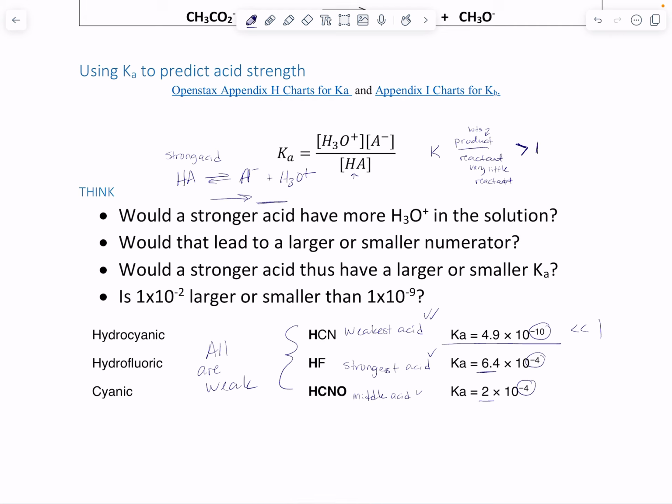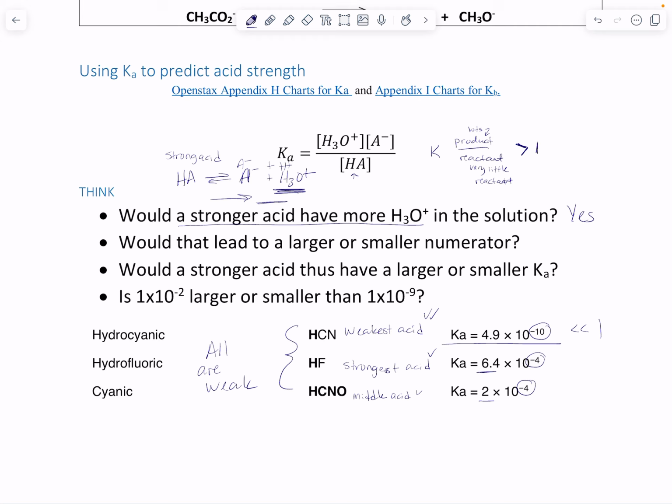So here's a question first. Would a stronger acid have more H3O plus in the solution? The answer to that would be yes, because the better the acid, the more of this you end up with in the solution, because the HA breaks up into A minus and H plus. The H plus will react with water, and that's how you get the H3O plus.